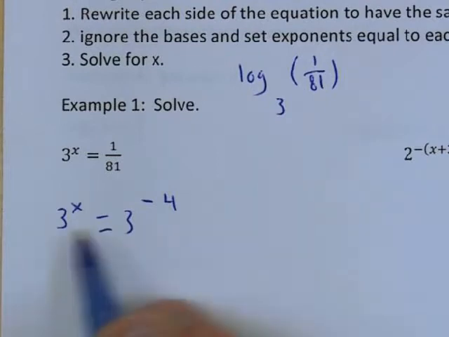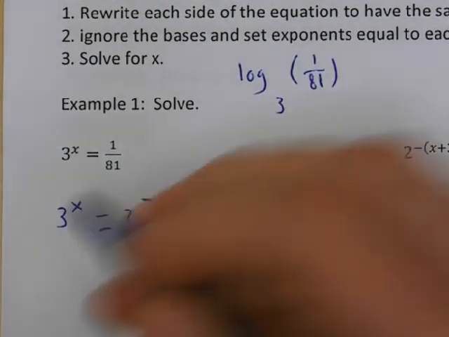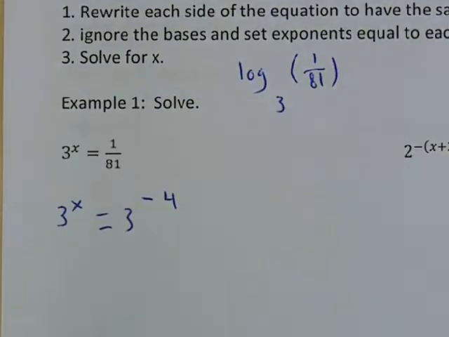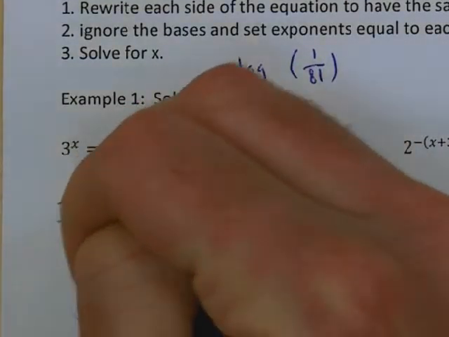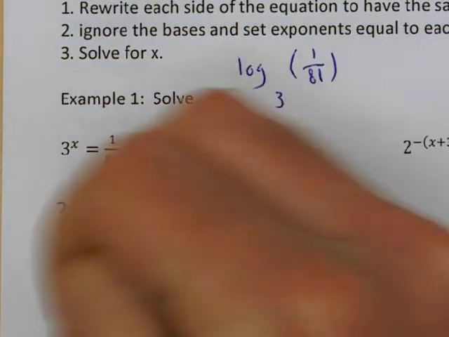Now that I have 3 to a power equals 3 to a power, I know my exponents have to be the same. So I can ignore the bases. They don't cancel out, I don't have to cross them out, I can just ignore them. I know that this exponent has to be equal to that exponent. So then we get x equals negative 4, and then we're done. So that's our answer.